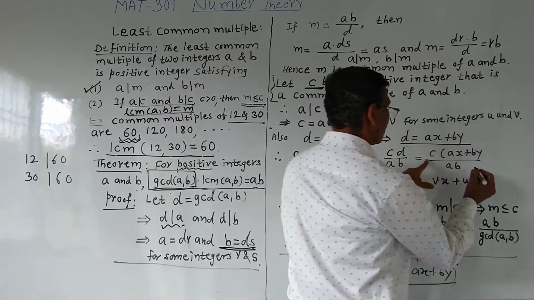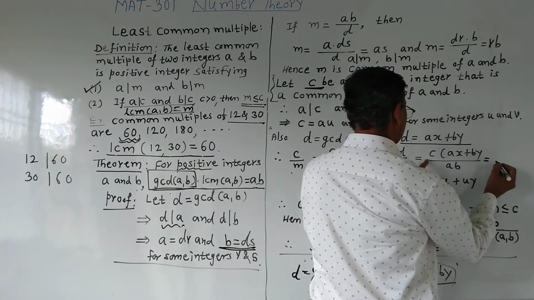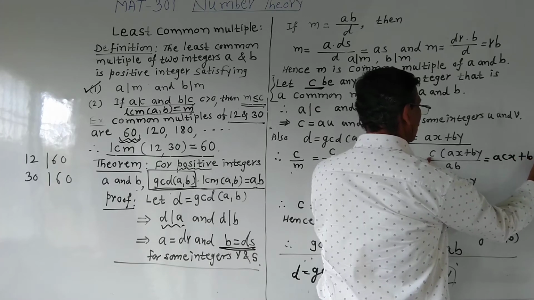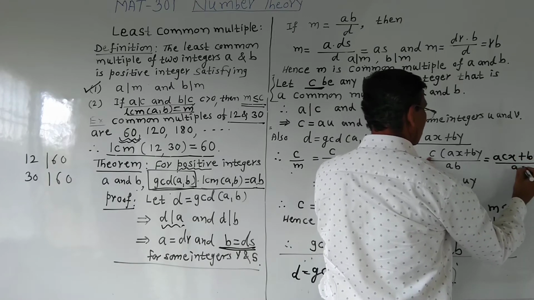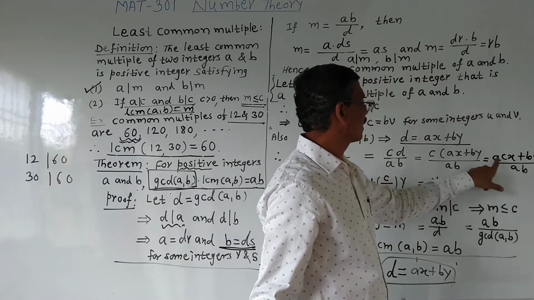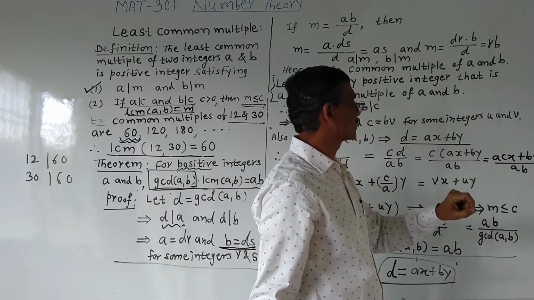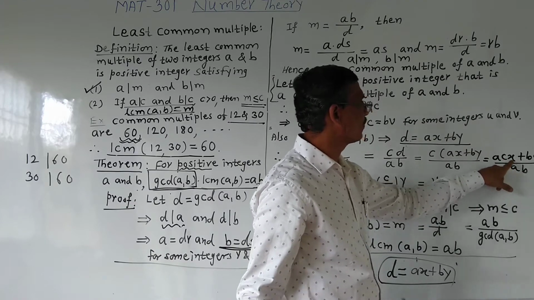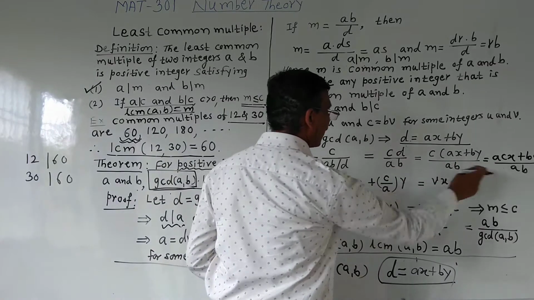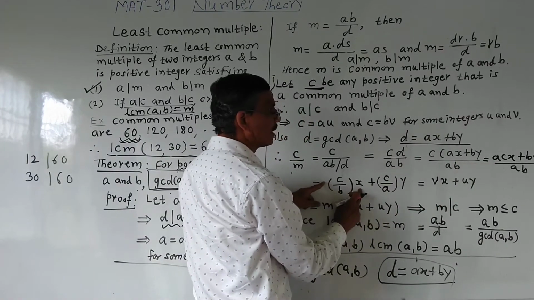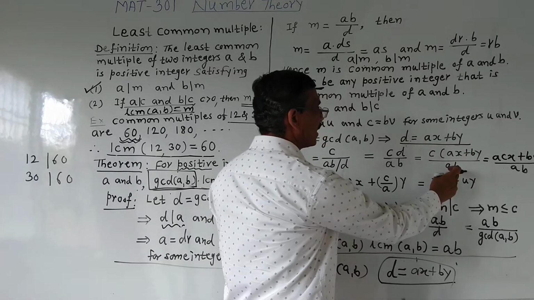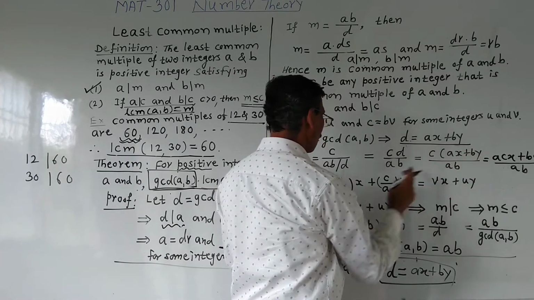What is the first term? This will be acx plus bcy upon ab. And now divide each term. Here this a gets cancelled. And what remains? c upon b into x. Means after multiplying and dividing, it will become c upon b x plus this is cby, b gets cancelled, c upon a y.